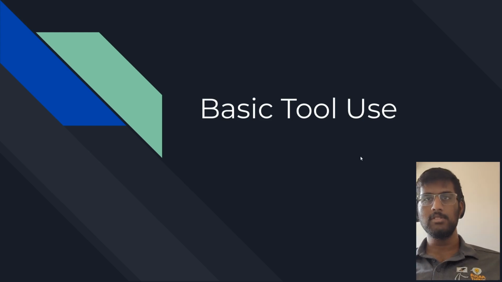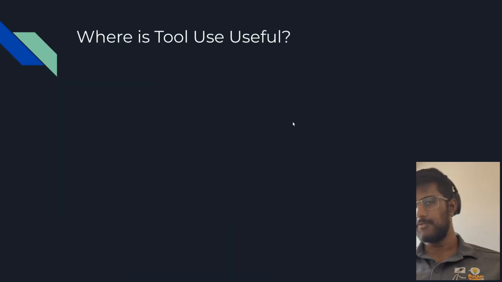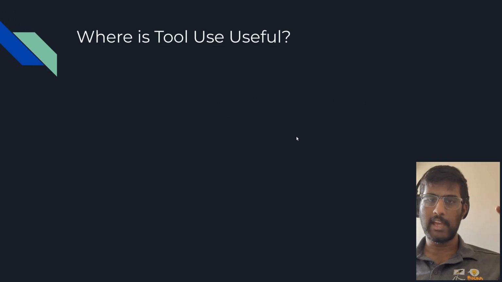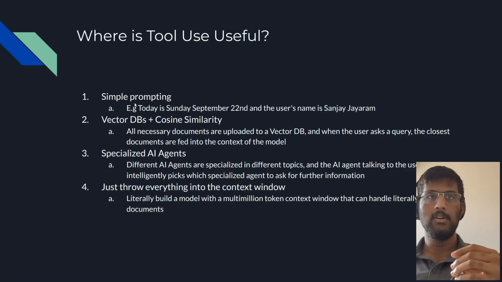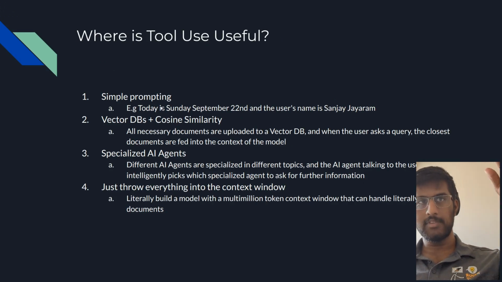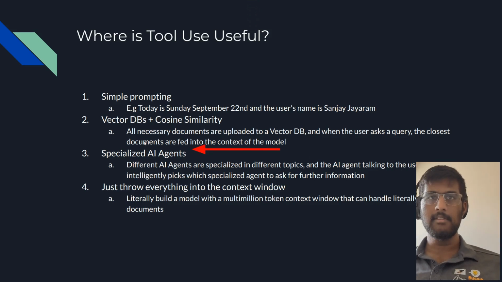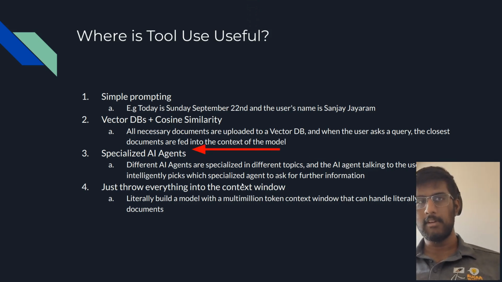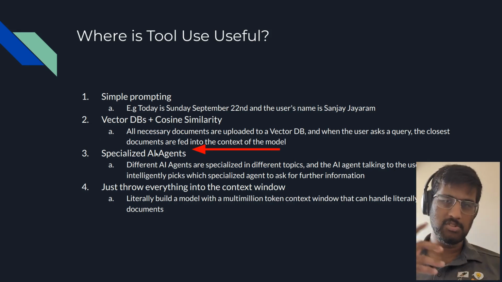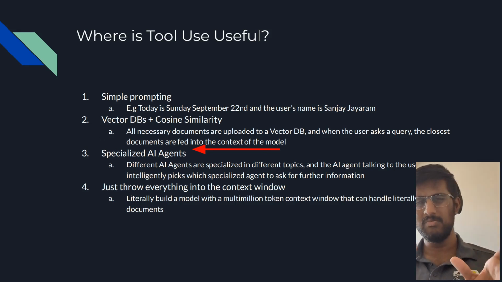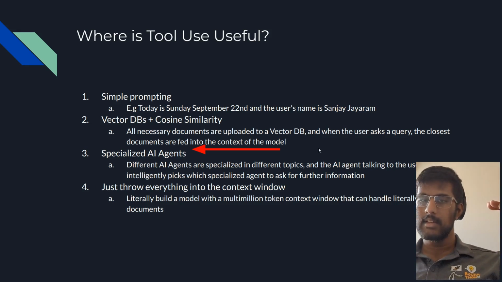So first, what is tool use? I'm going to start with where it is useful before getting to the actual definition. If we go back to my chart of the 4 different styles of RAG, tool use becomes very good between 2 and 3, where it's a necessary part of specialized AI agents, but you can use it on its own and you can mix it with vector DBs and cosine similarity. So it fits in that layer of the stack. This is just to give you some context as to the level of abstraction we're dealing with.